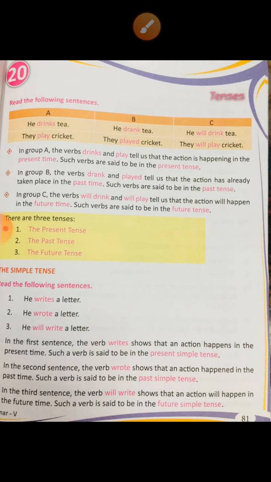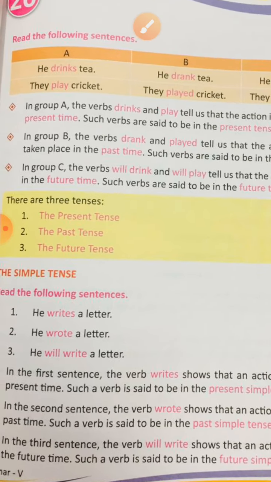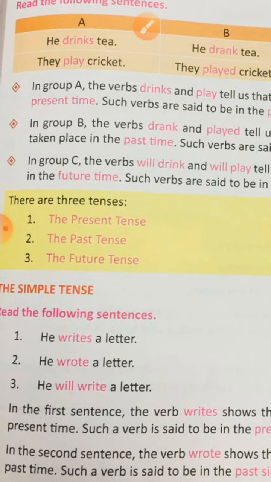Let me tell you, tenses are of three types, and tenses tell us about the time. For example, the things which happened already are past, the things which are happening now are present, and what will happen in the future is future tense. So here you can see in the yellow box it is written that there are three tenses: the present tense, the past tense and the future tense.